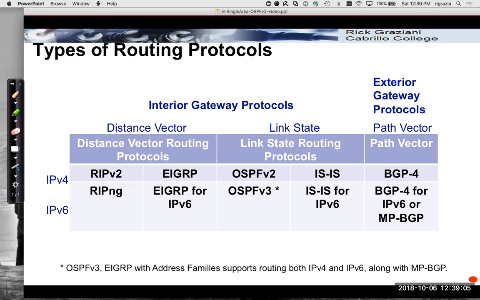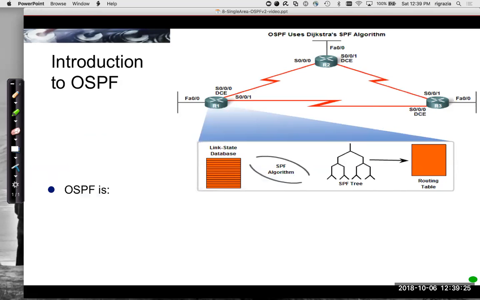So we're going to be looking at OSPF v2, and in later videos v3. There is OSPF v3, which is for IPv6. There's also OSPF v3 with address families, which supports both IPv4 and IPv6. OSPF is a classless routing protocol, not classful like the old RIP version 1, and there's really not too much reason to be mentioning that anymore.